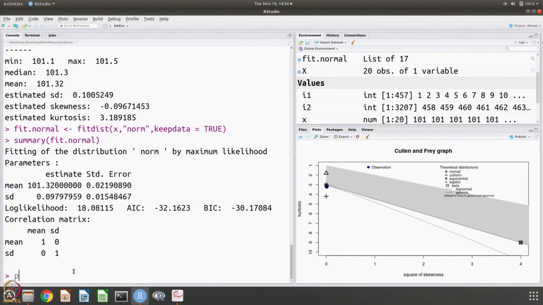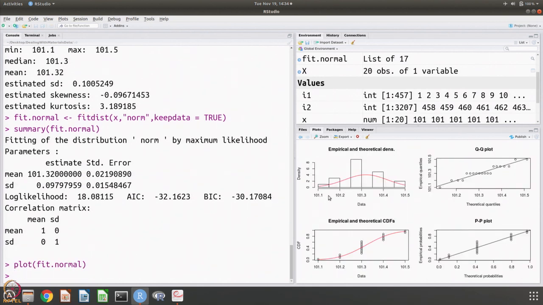Of course, let us plot the normal fit we have made. You can see that the experimental and the empirical and theoretical densities match, and the cumulative distribution functions match, and the QQ plot is a nice line, as is the PP plot. So we can see that in this case everything is nicely following the normal distribution.